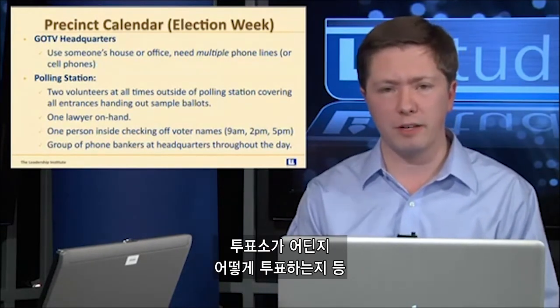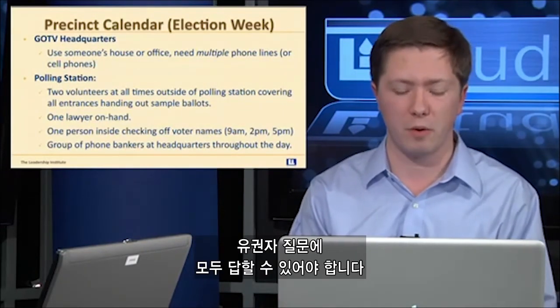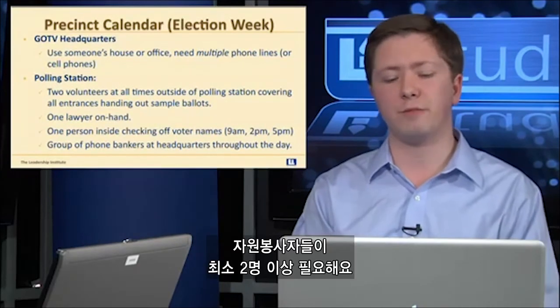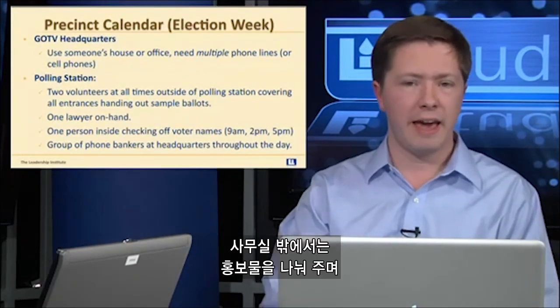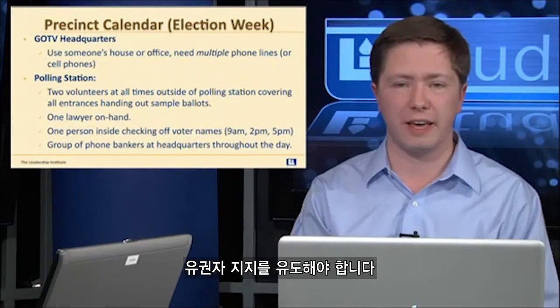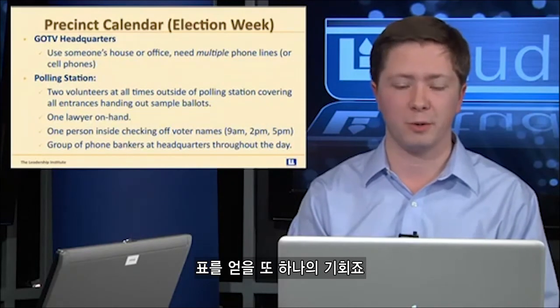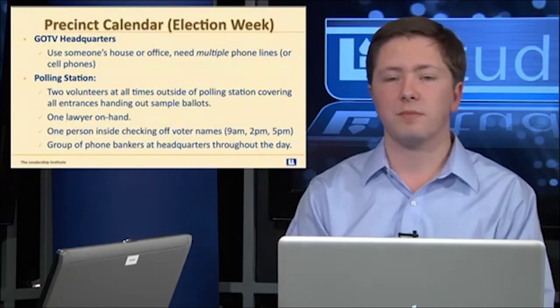They should understand where the polling station is so they can make sure that anybody who asks knows where to vote on Election Day. Have 2 volunteers at all times outside, handing out literature and talking to those individuals who show up on Election Day and haven't quite made up their mind. You have one extra opportunity to swing them in your favor.